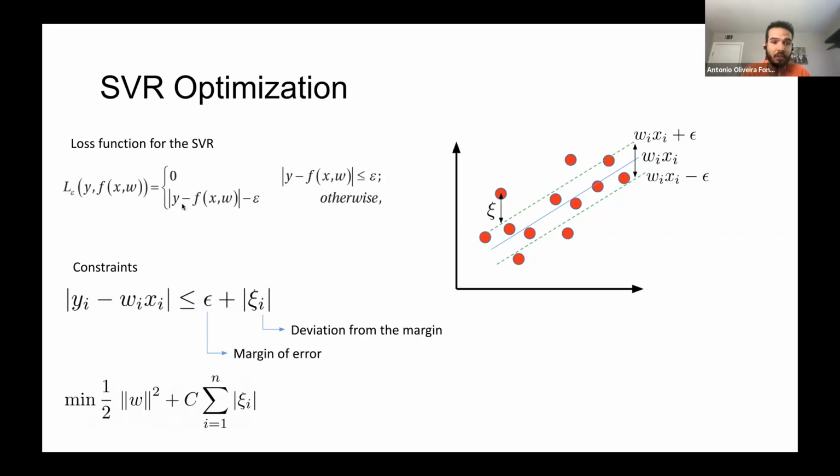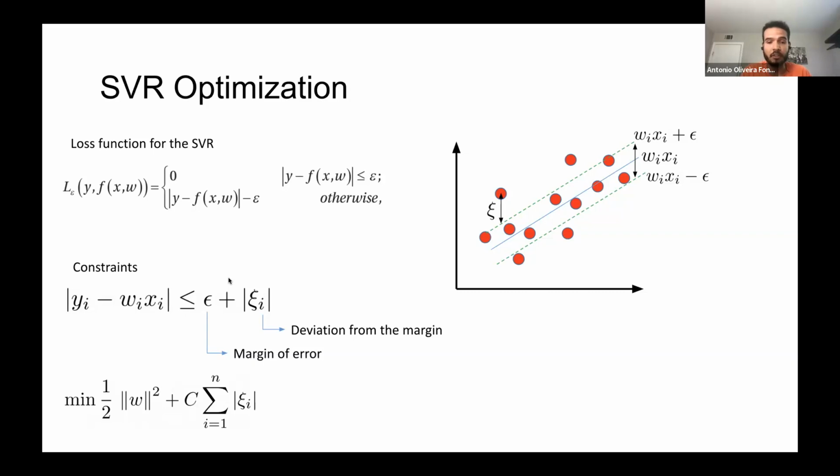If it's outside the margin, then it's actually the product. So that's the difference between the position of this point and how far away it is from where it's supposed to be. Okay, if it's inside the margin, it doesn't matter what the difference is between y and the output of the model, which is f of x, right? It's zero. Otherwise, it's the actual value of that.